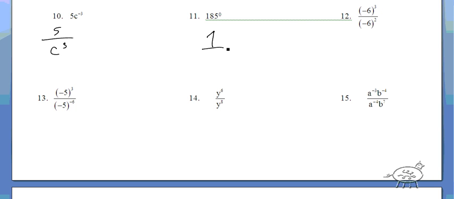Okay, this is negative 6 to the 3rd over negative 6 squared. So it's a battle between the negative 6's. Who wins? The north wins by 1. So it's negative 6 to the 1st power, or negative 6.